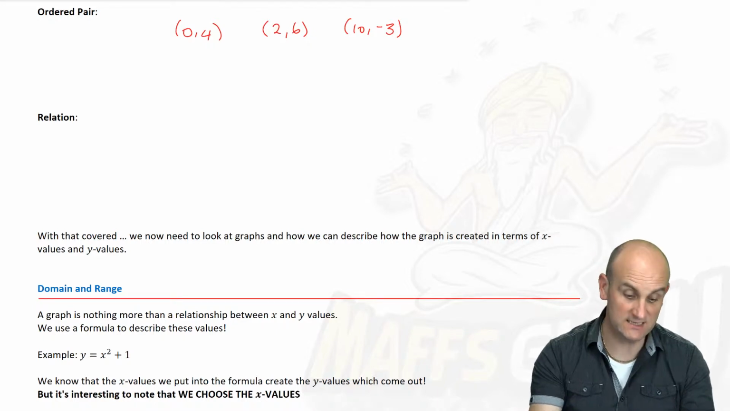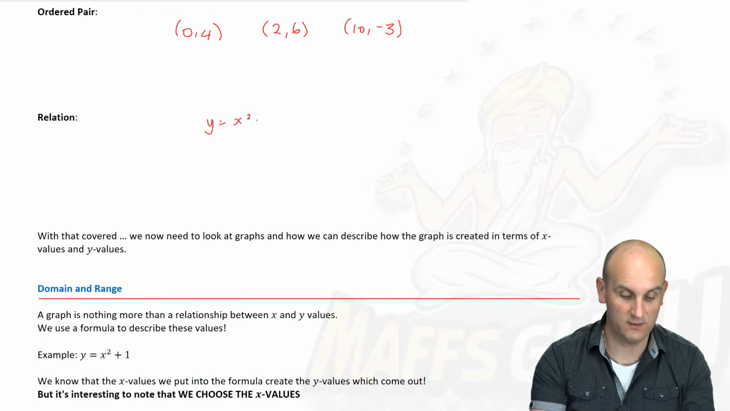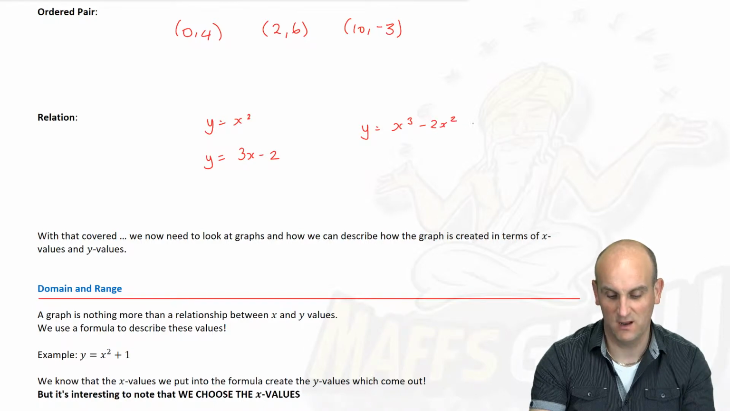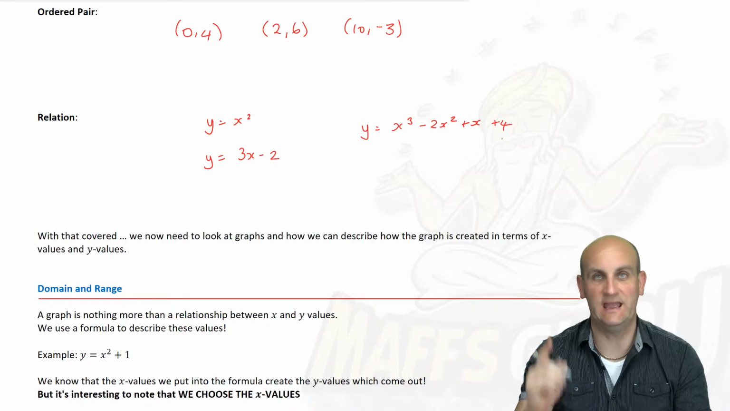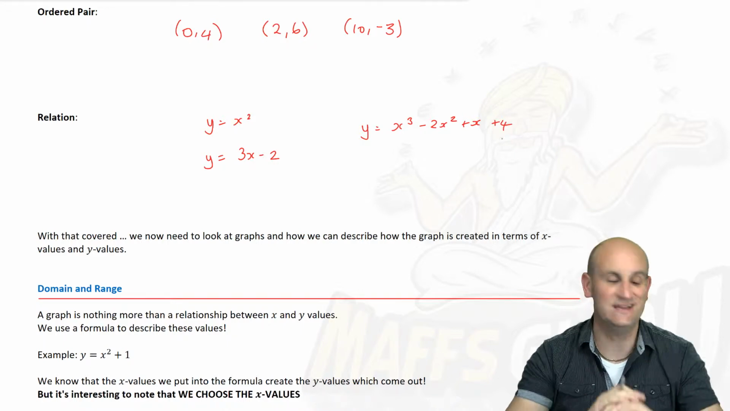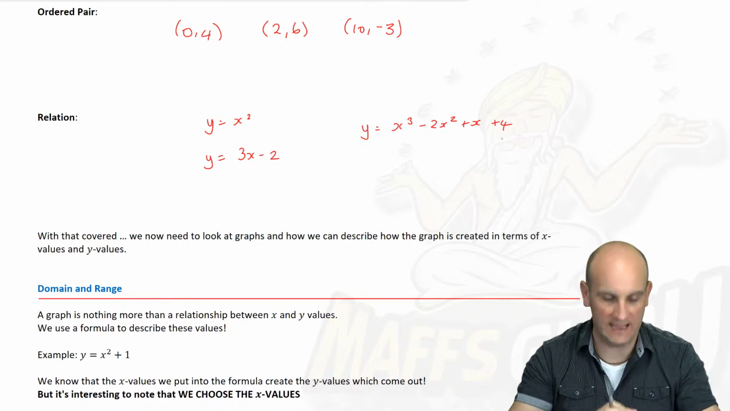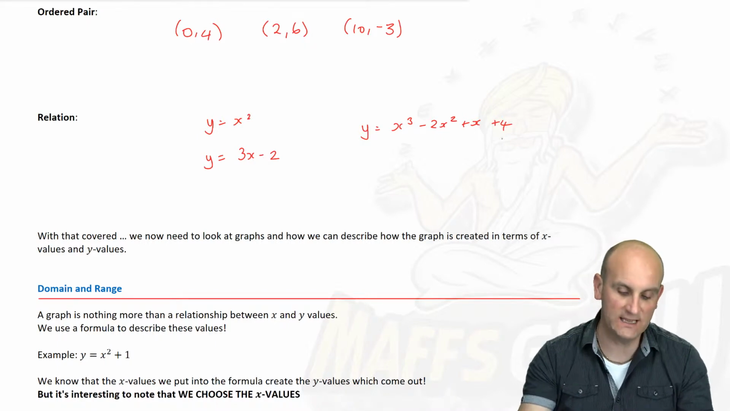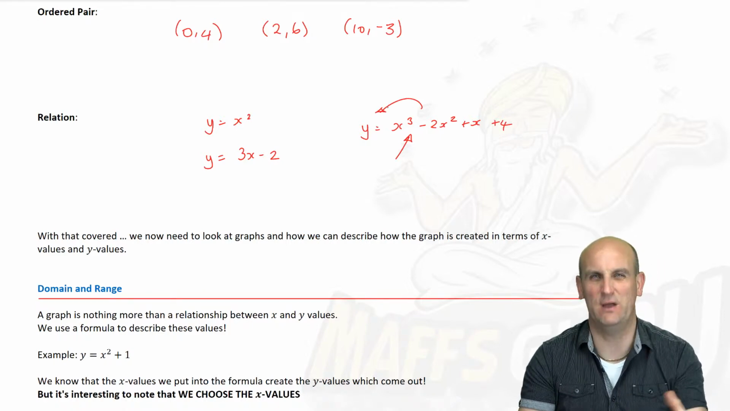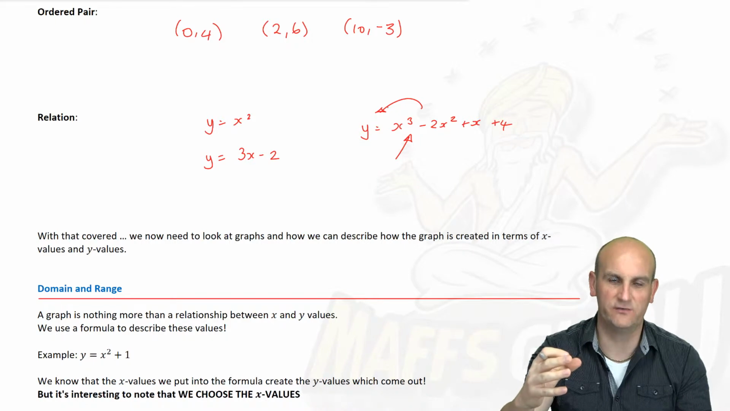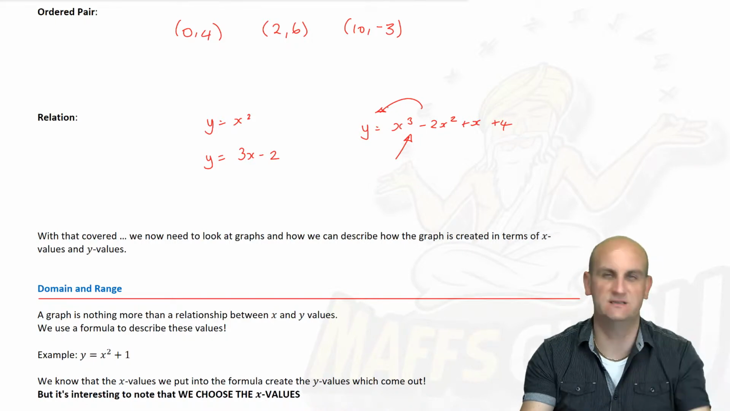But a relation, here's a relation, y equals x squared. Here's another relation, y equals 3x minus 2. Here's another relation, y equals x cubed minus 2x squared plus x plus 4. What's a relation? It's a way of linking x and y values together. Now again, it doesn't have to be x and y's. It can be any letters at all. But what we're saying is, I can provide a value of x, and by doing something to it, I get a value of y out. So it's like an input-output machine. I plonk in a value of x, something happens inside and out spits a value of y.